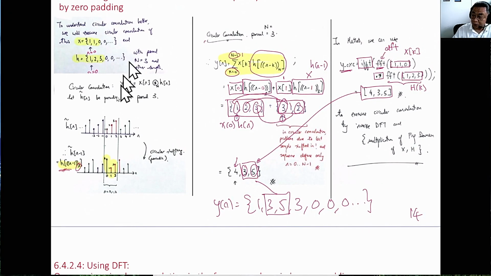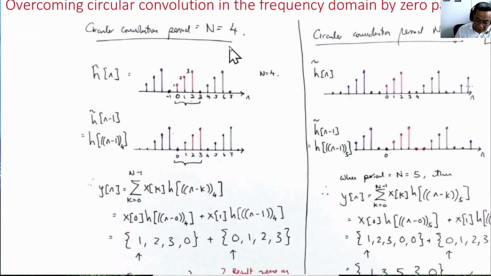So we now know how to do it by the circular convolution way. We know how to do it by the frequency representation way using FFT or DFT, using capital N equals 3. So the result is wrong. What can we do? So let's try N equals 4.